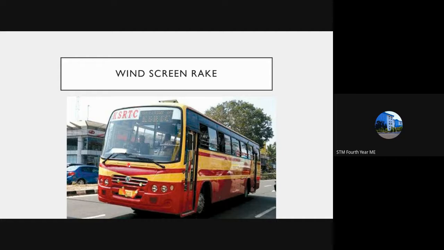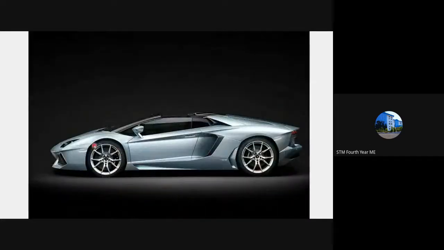And this is that of a KSRTC bus. In the case of a Lamborghini, you can see it is provided a sleek angle. The bonnet slope is much lesser, and the windscreen rake angle is even greater, approximately 65 to 70 degrees in a Lamborghini. You can see how the air flows here. It can move more easily than in other saloon cars.